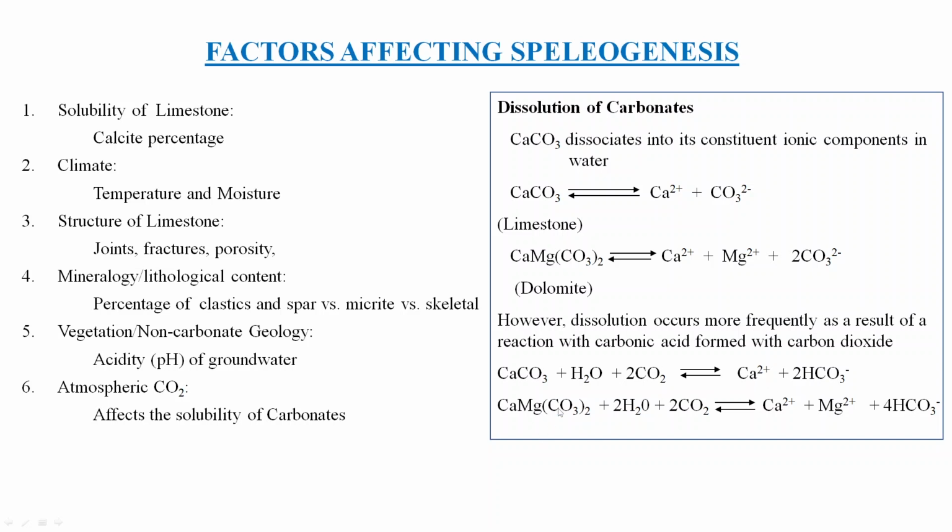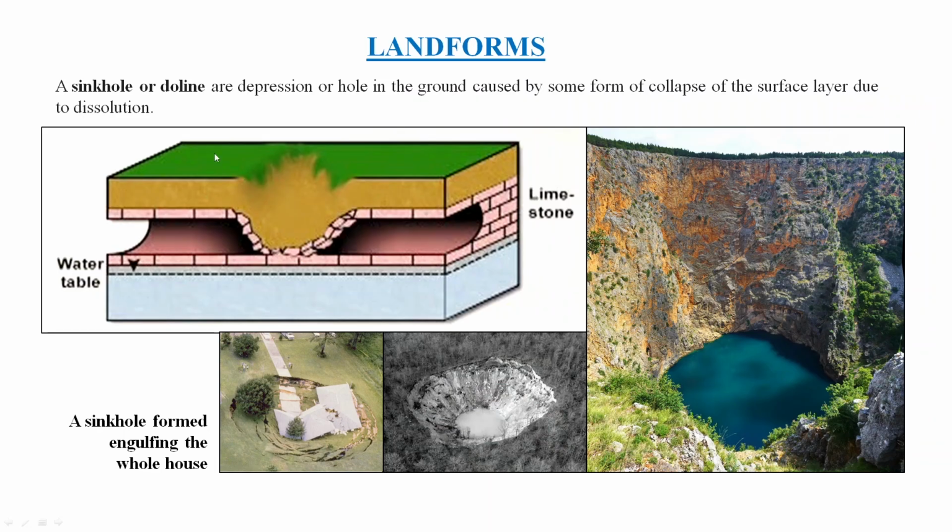Similarly, in case of dolomite, when it combines with water and carbon dioxide, it will also result in the formation of calcium ion, magnesium ion and 4 bicarbonate ions. So, this reaction is, you can see, the background reason for this kind of dissolution of calcium carbonate. Then again, coming back to the landforms that are associated with this, meaning movement and the chemical weathering processes that are coupled with the groundwater.